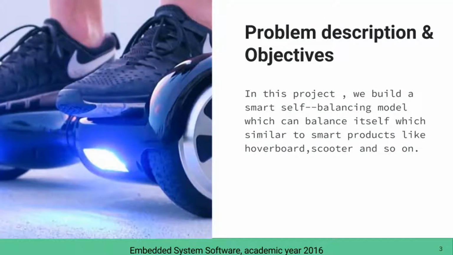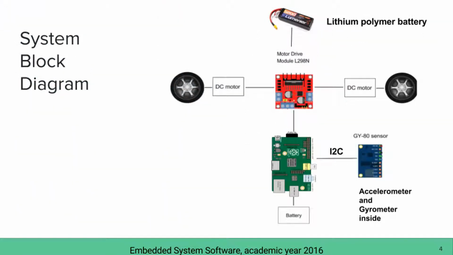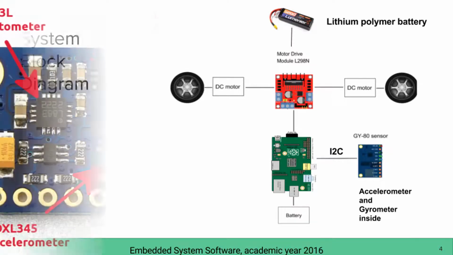Smart products require a system that can autonomously and repeatedly do the task. In this project, we build a smart self-balancing model which can balance itself, similar to smart products like hoverboards, scooters, and so on. The system is composed of a Raspberry Pi as the main processor that reads sensor values, processes them, and sends out PWM to the motor driver to rotate the wheel.